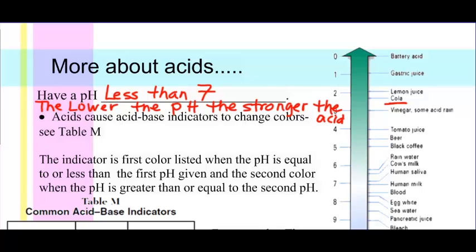Battery acid is very acidic. That's sulfuric acid. It has a pH of about 0. So the lower the pH, the more acidic the substance, okay? You can even see that cola is more acidic than tomato juice. Kind of crazy.